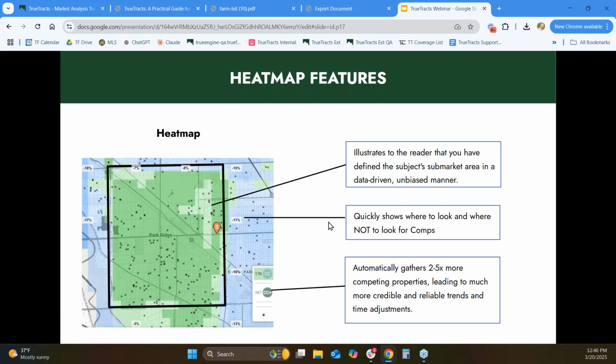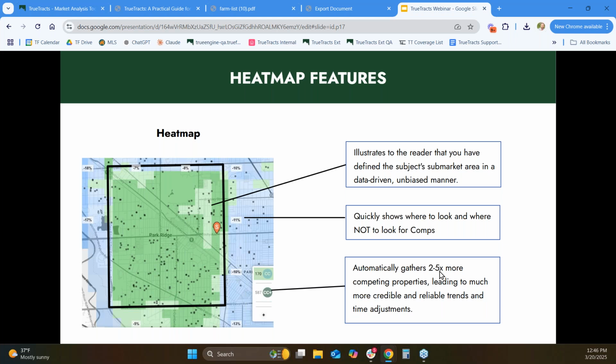Okay, what else? So the heat map. The heat map's going to illustrate to the reader that you've defined the subject submarket in a data-driven and unbiased manner. Most of the time, your comps are going to come from here. It's going to quickly show you where to look and where not to look for comps. If you end up looking over here, you can do that, but you might want to do some deeper analysis on location differences, because something's going on here where these, given the same features, are selling for less.